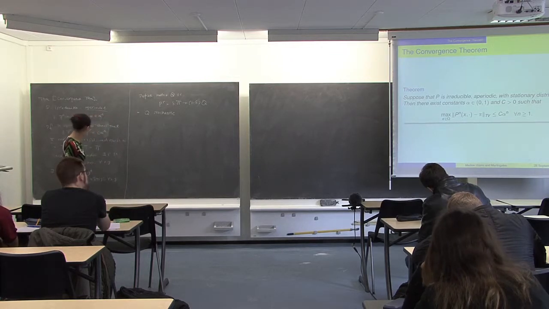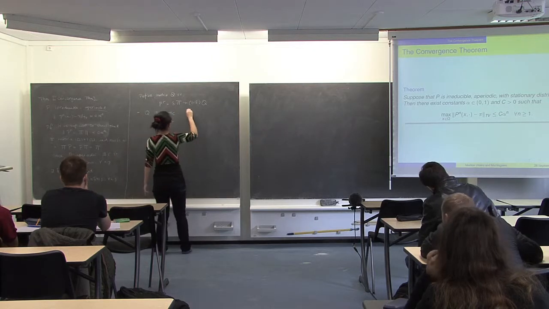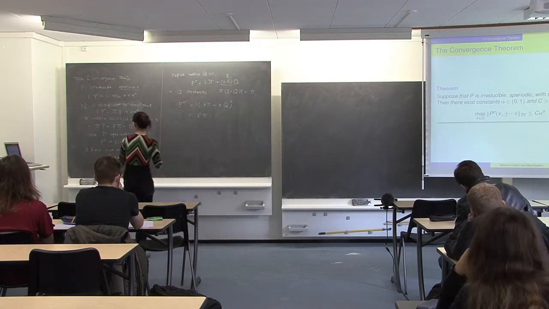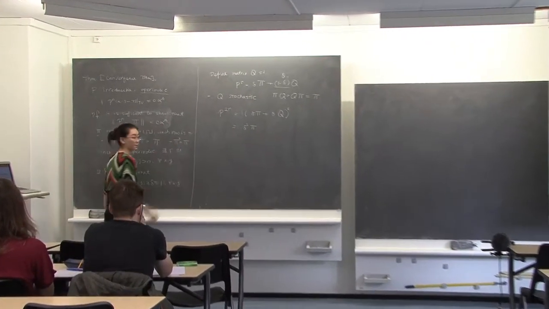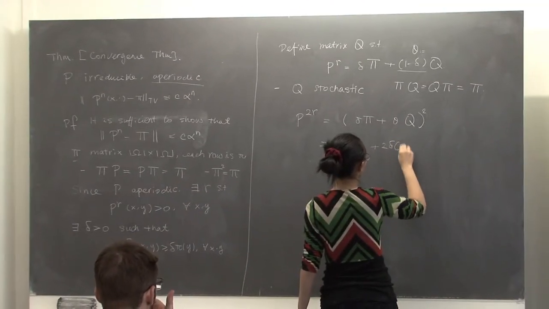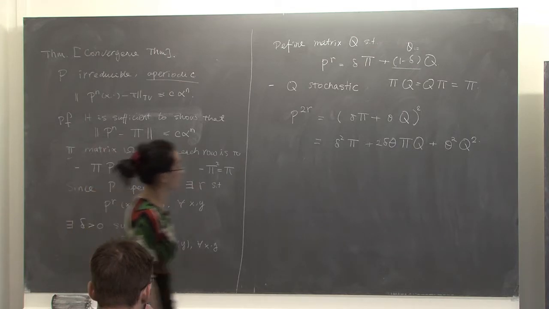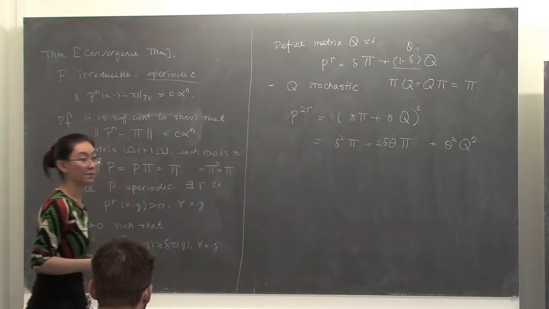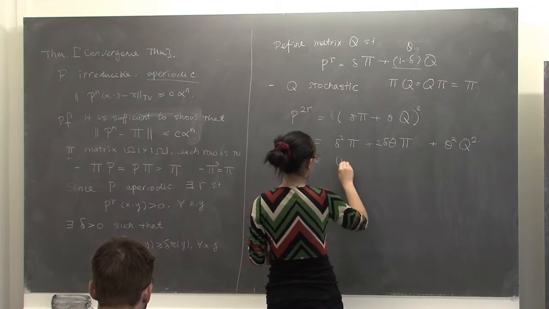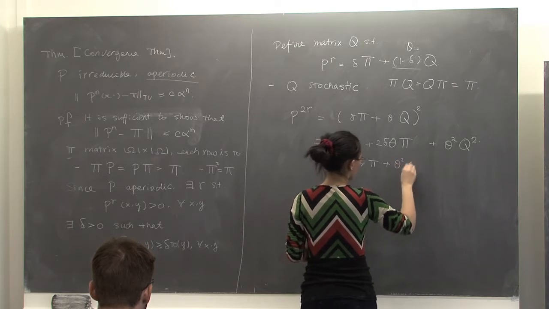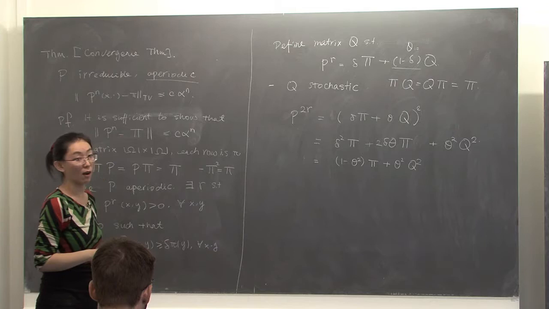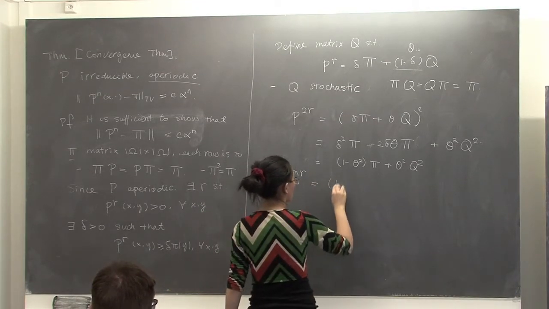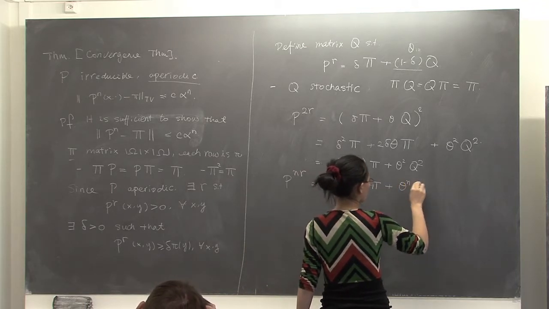Each entry is positive because of the relation here. And we also have that big pi times Q equals Q times big pi equals big pi. Here we can also check that pi squared equals pi. So this is the square, (delta pi plus (1 minus delta) Q) squared, and here we know that pi times Q equals Q times pi equals pi. This is the middle term. Now just to rewrite it, it is (1 minus theta squared) big pi plus theta squared Q squared, where theta is 1 minus delta. So this is P to the power 2r. And generally, we can prove by induction that P to the power nr equals (1 minus theta^n) big pi plus theta^n times Q to the power n.